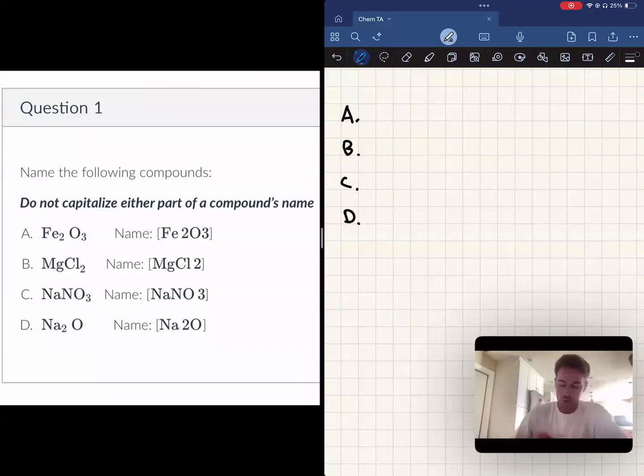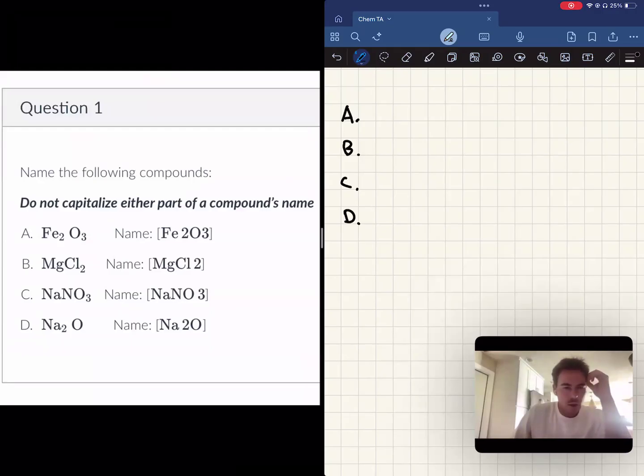Okay, so first one, when you're naming a compound like this, oh wait, these are ions. Okay, so the ions are a little bit different. We're naming these. We just talked about ions. So with ions like this, you can tell it's an ion because you're looking for a cation on one side and an anion on the other side.